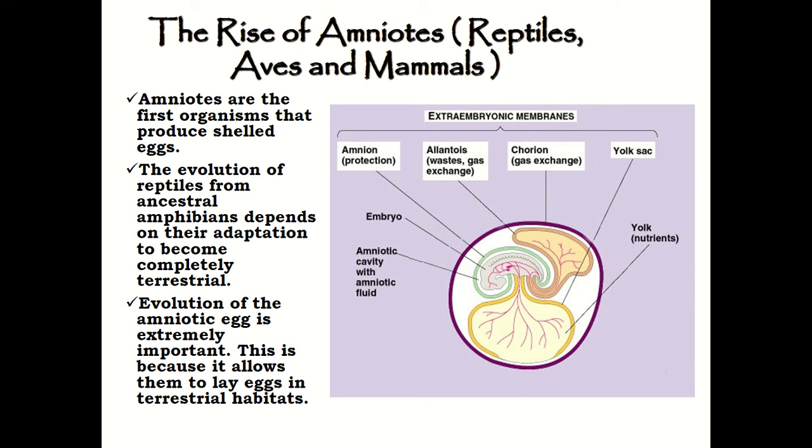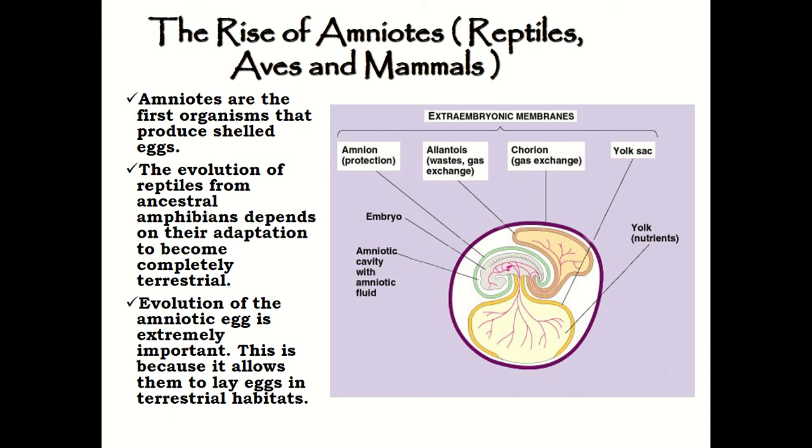So we have already looked at the fish and also the amphibians. So let's look at the rise of the amniotes. The amniotes refer to the organisms that produce a shell egg. Okay, remember, amphibians do not produce a shell egg. They do produce eggs, but not protected in a shell.